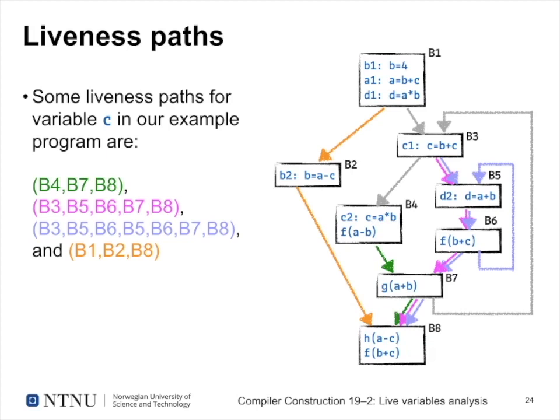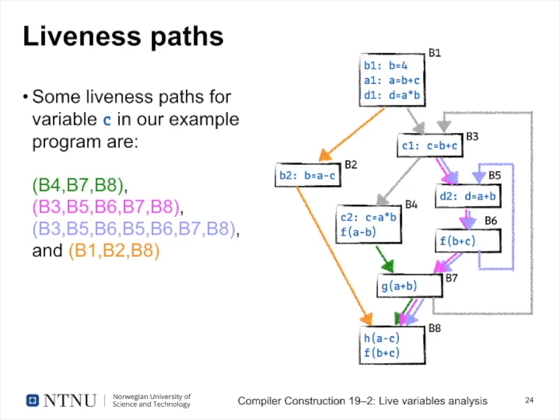But of course we have different options for liveness paths of c. So for example, we also define c here in B3, c assign b plus c to our variable c. And now we branch to the right hand side on our pink path here. So we're not using c here, we're using it here. Okay, so we have B3, B5, B6, and then we're branching to the left, B7, and we're using it again here in B8. So this is another liveness path.